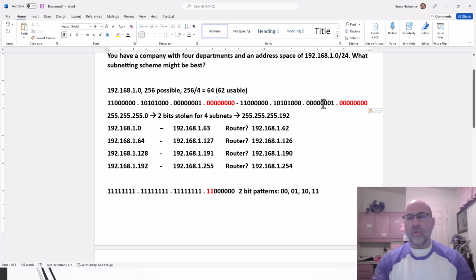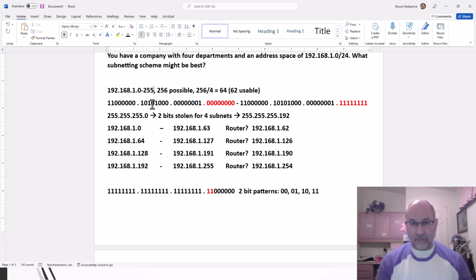Right? We would be putting all ones in the host portion. So that actually gives me my range of 192.168.1.0 to 192.168.1.255. Okay, so if we do the same exact thing with our subnet problem, then we can find out what the highest and lowest in the range will be.